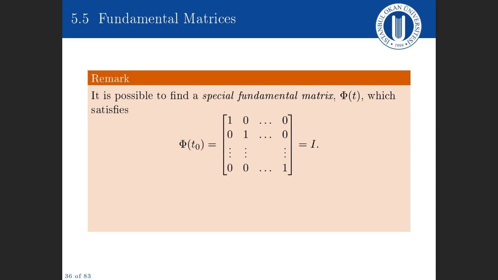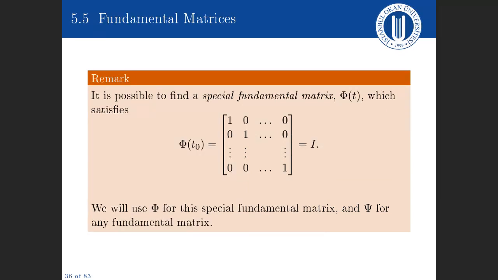We've just been talking about a fundamental matrix, but there's actually a special fundamental matrix. And there's a special fundamental matrix which has the property that capital phi at time t0, that's the time we use for the initial condition in the initial value problem, is equal to the identity matrix. Now, in terms of notation, whenever we're talking about this special fundamental matrix, which has this special property that phi at time t0 is the identity matrix, we're going to use the letter capital phi.